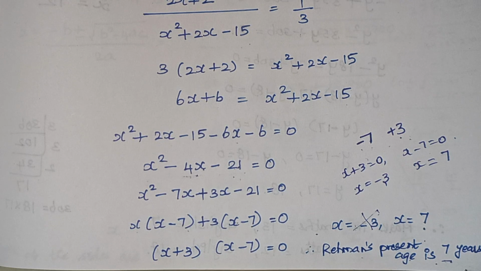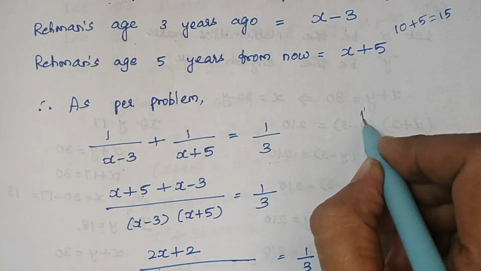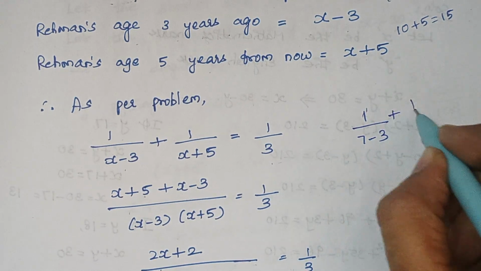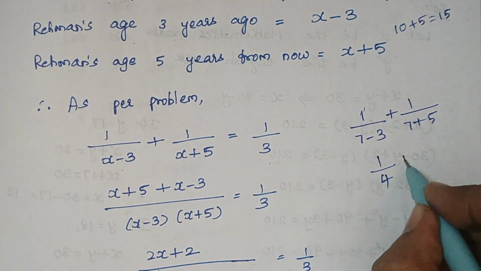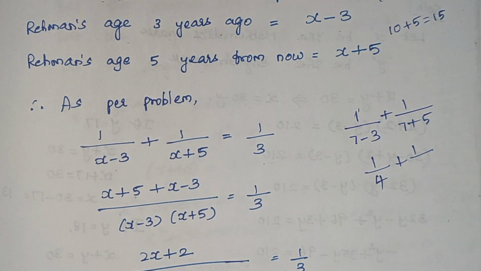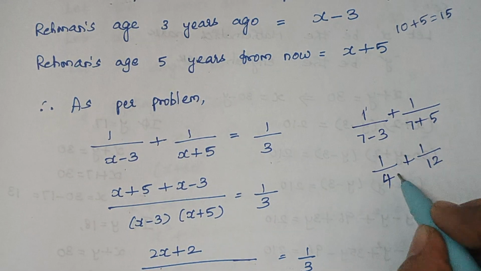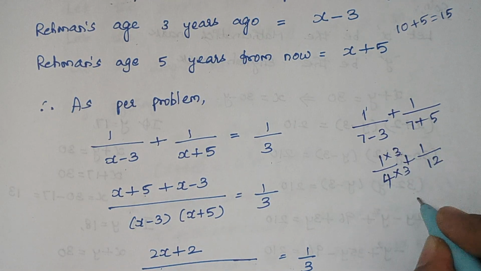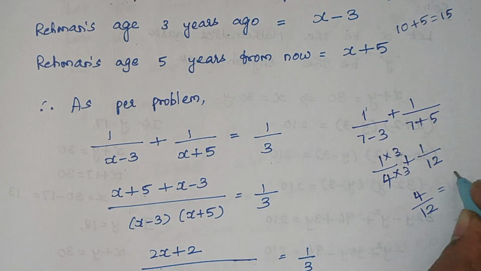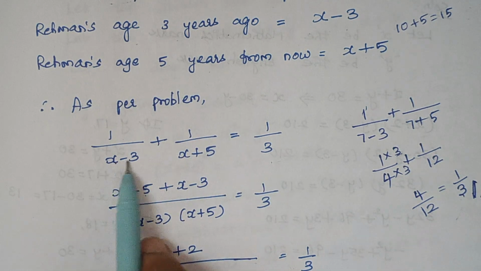Even if you want to check, you can substitute in the given equation. Let me show you. You see here the value of x is 7. So just substitute: 1 by 7 minus 3 plus 1 by 7 plus 5. So 7 minus 3 gives you 4, and 7 plus 5 gives you 12. When you take LCM, here you have to multiply by 3. So 1 into 3 is 3, and 3 plus 1 gives you 4. So 4 by 12, which is nothing but 1 by 3.